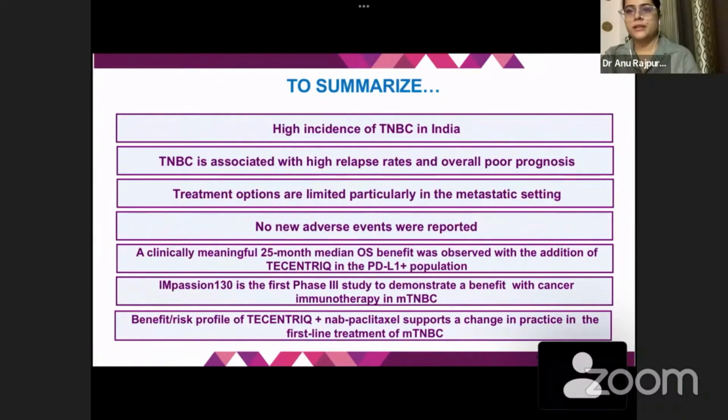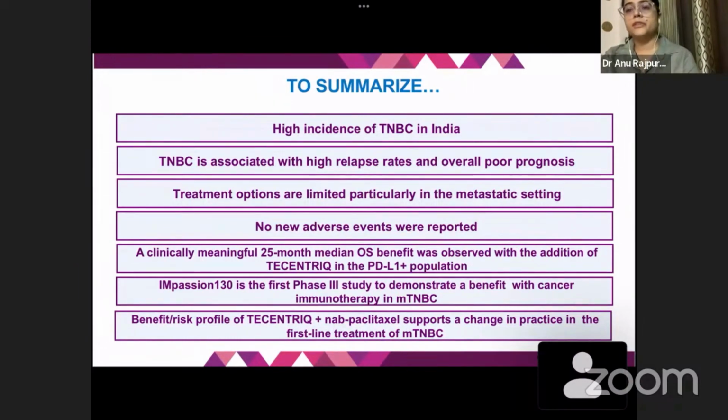To summarize, as we all know, there is a high incidence of TNBC in India. TNBC is associated with a high relapse rate and overall poor prognosis. Treatment options are also limited and mostly in the form of conventional chemotherapy only. No new adverse events were reported. A clinically meaningful 25 months median OS benefit was observed with the addition of Tecentriq in PD-L1 positive patients.